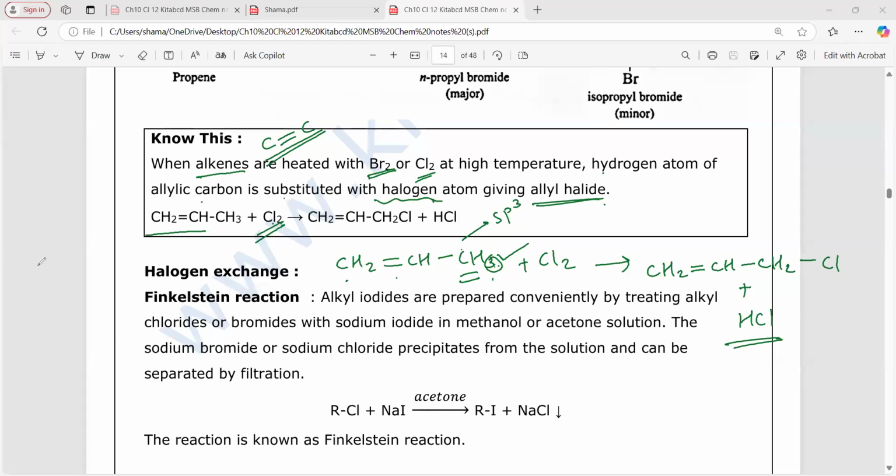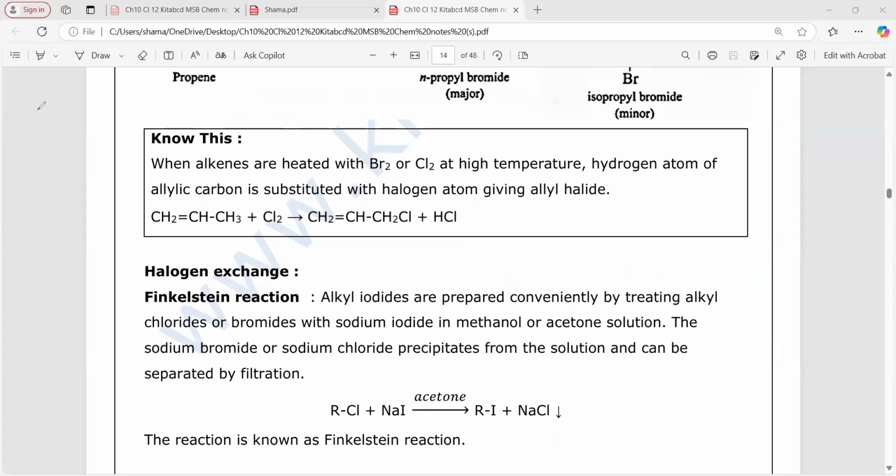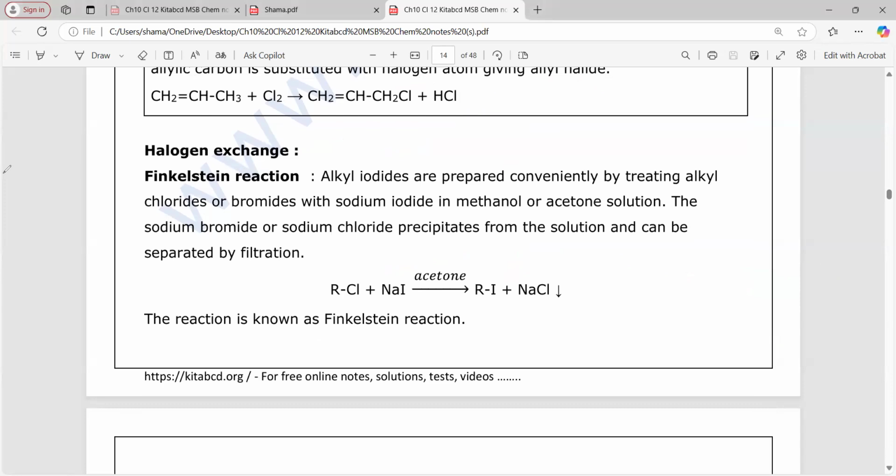So this will be your reaction. It's not a name reaction. It's just halogenation. Now the next reaction which we are going to learn is the halogen exchange reaction. In that, the first name reaction we are going to learn is the Finkelstein reaction. This is a name reaction. What happened in this case?